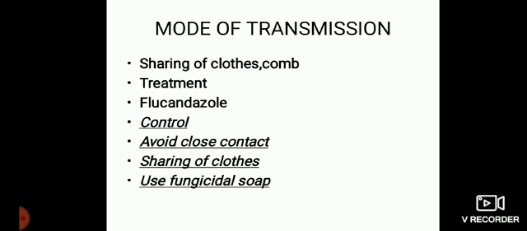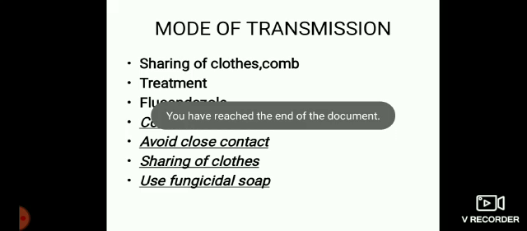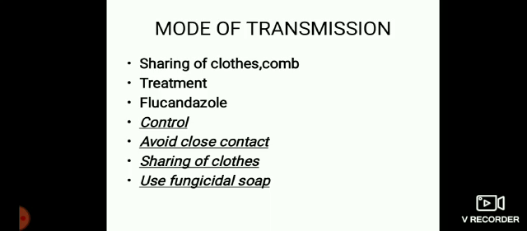Mode of transmission. This is caused by sharing of clothes and comb. Remember, your comb should be separate or personal. During sports, we exchange our jerseys, that should be avoided. Miconazole is the medicine. Control: avoid close contact, sharing of clothes, use fungicidal soap, which we get in the medical shop.